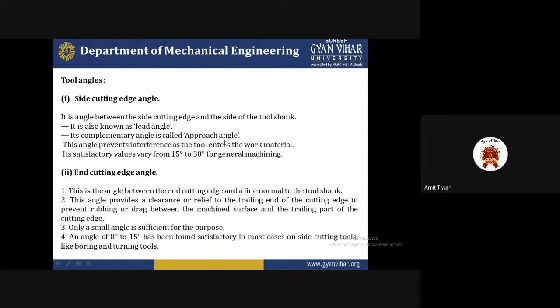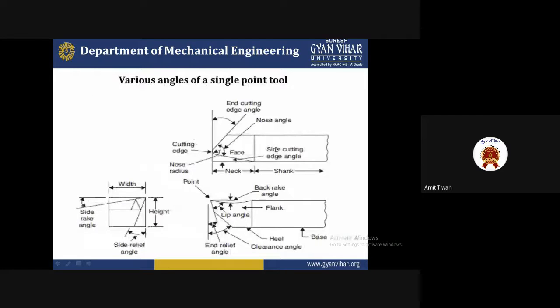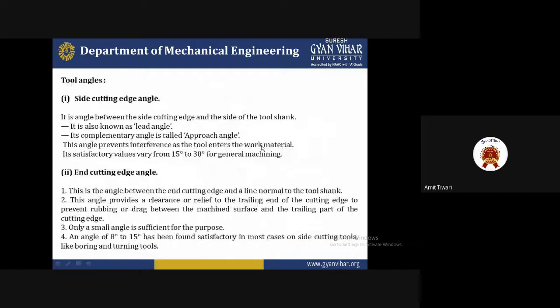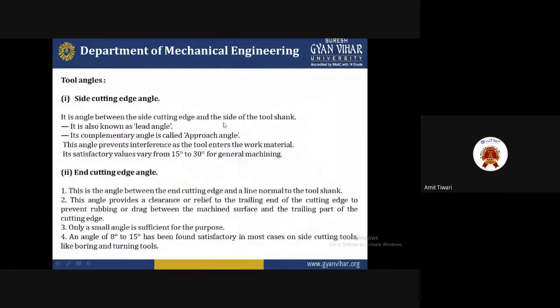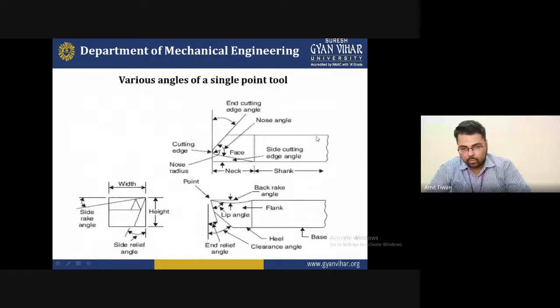You can see in the diagram, I am just mentioning it here. With the help of this diagram, you can find the end cutting edge angle. This is the end cutting edge angle you can see in this section. So it is the difference between the end cutting edge and the line normal to the tool shank. This is the difference, we can say, the end cutting edge angle is formed.